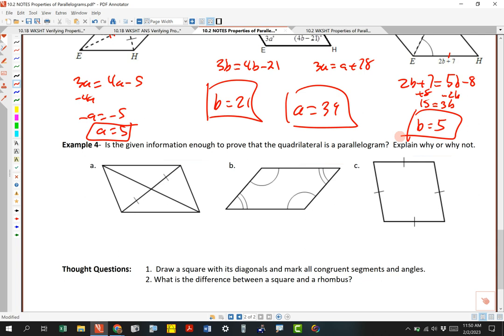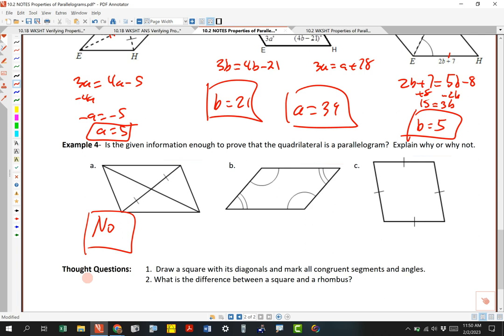Keely, what do you think? Answer there is no. Okay, we could add one other piece of information. If they gave us this, then we'd be okay. What would it be? Yeah, the other diagonals. If they gave us that these other diagonals were cut into two congruent pieces, then we'd know that for a fact. Okay, so that one's a no.